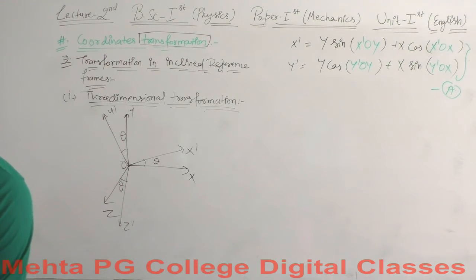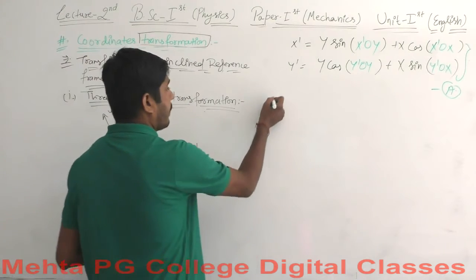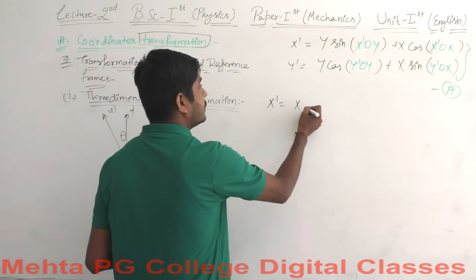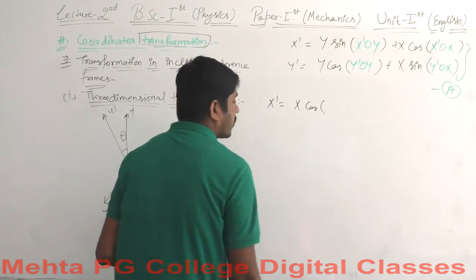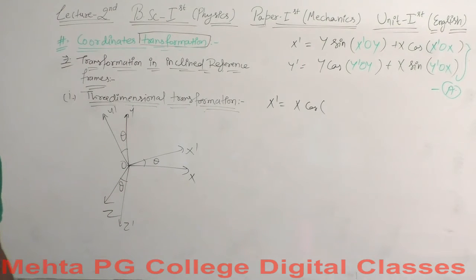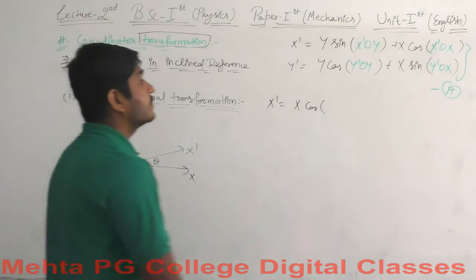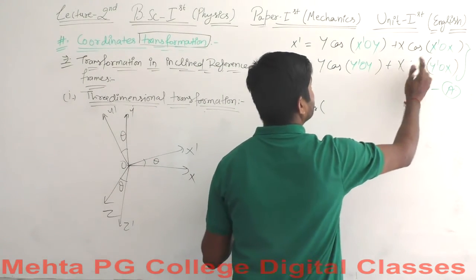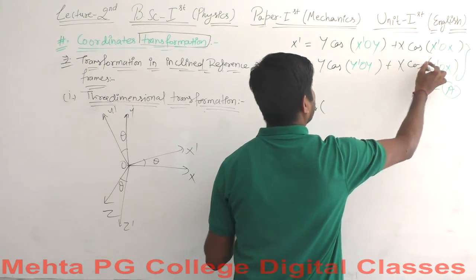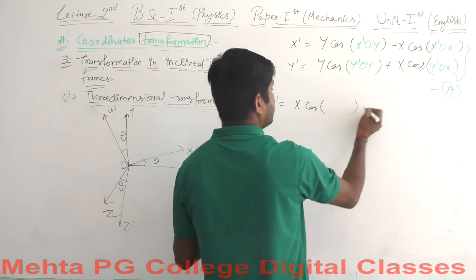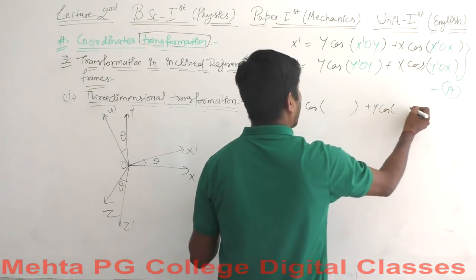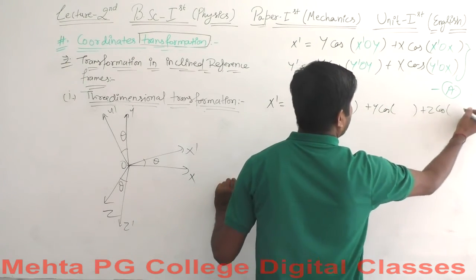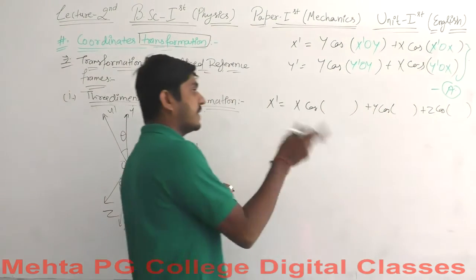If you see these equations in your mind, let's say x dash will be equal to x cos of some angle here. All these angles will be in cos theta. So x cos of plus y cos of plus z cos of some angles. We will fill them in step by step.